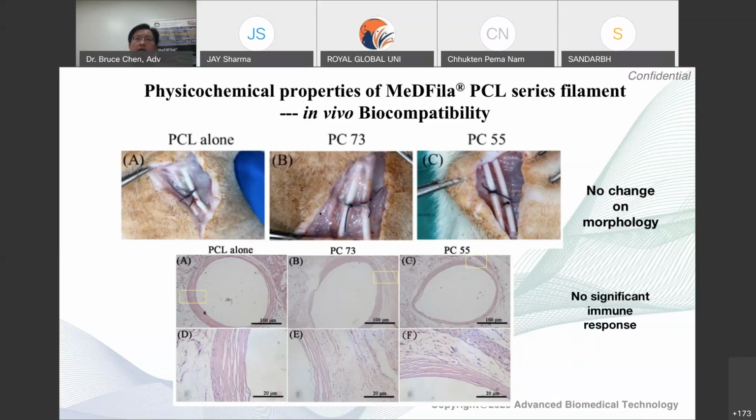So as you can see in the HE staining, the circle is the filament region. So the filament is still here, not fully degraded. And you can see there is some connective tissue nearby, I don't think it's much thicker, it's just good connective tissue embedding the filament. As you can see in the gross image, the filament showed good biocompatibility after 1 year of implantation under the rat skin.